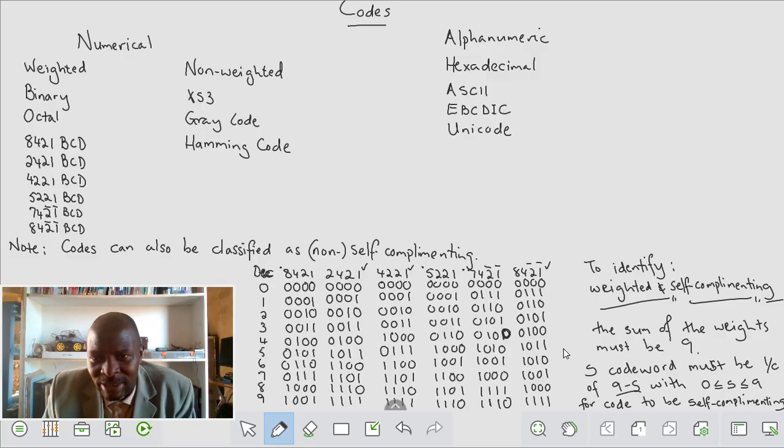If the weights sum to 9, then the codes are going to be self-complementing as well. Right? We've looked at a lot of codes.